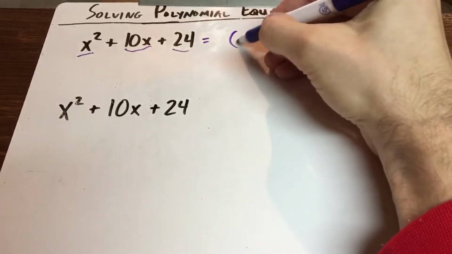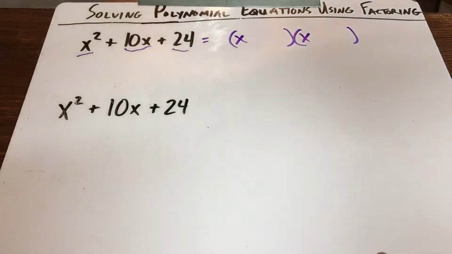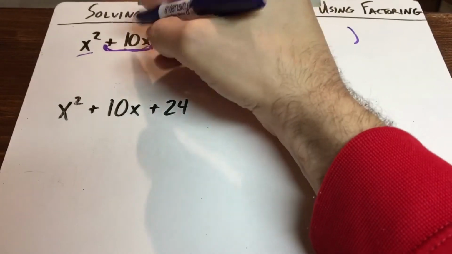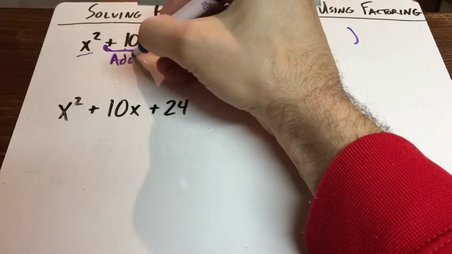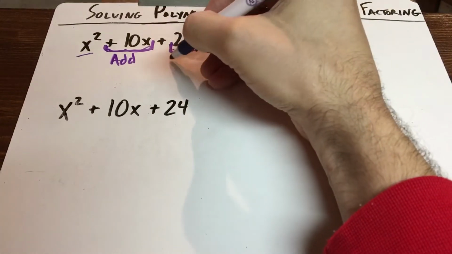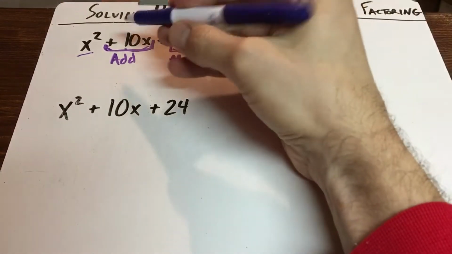We know it's got to be x times x because it's x squared. And so what we did yesterday is we looked at the actual terms, right? This term in the middle, sometimes called the b term, you're looking for two numbers that will add up to equal 10, but at the same time, those two numbers will multiply to equal 24. So I'm thinking of two numbers that'll multiply together to equal 24, that'll add up to equal 10.